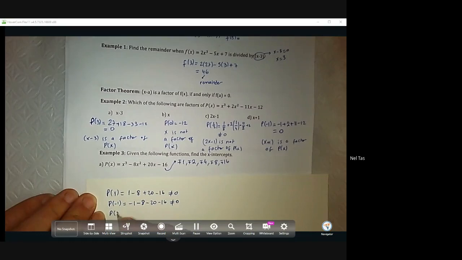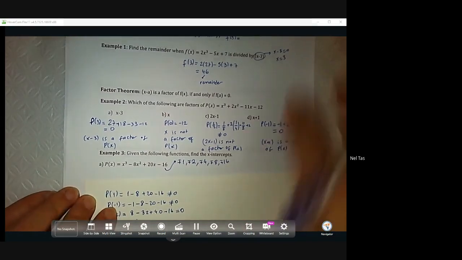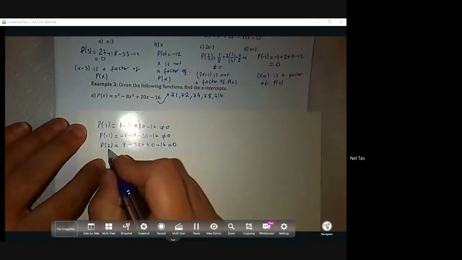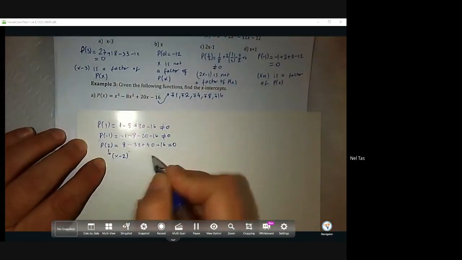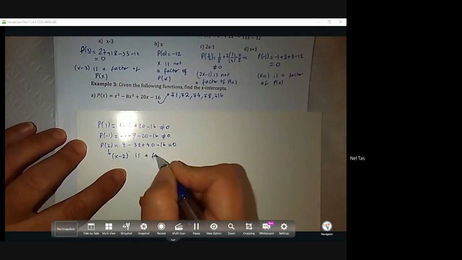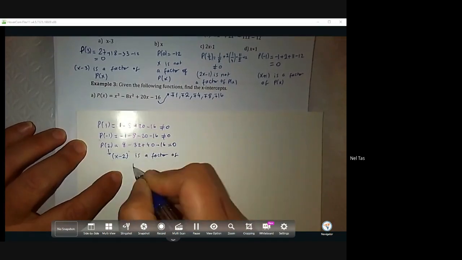So we move on. Substitute 2. 8 minus 32 plus 40 minus 16. So if you look at this, positive numbers are 48. Negative numbers give you 48 as well. So this is equal to 0. So then we found what gives us a remainder 0, right? That is 2. So this is telling you that x minus 2 is a factor of P of x.